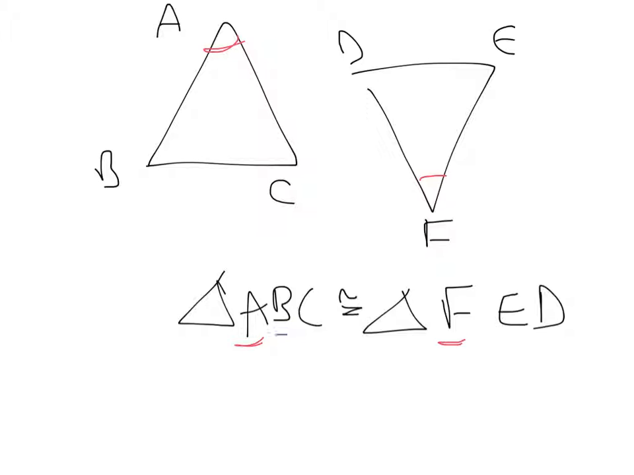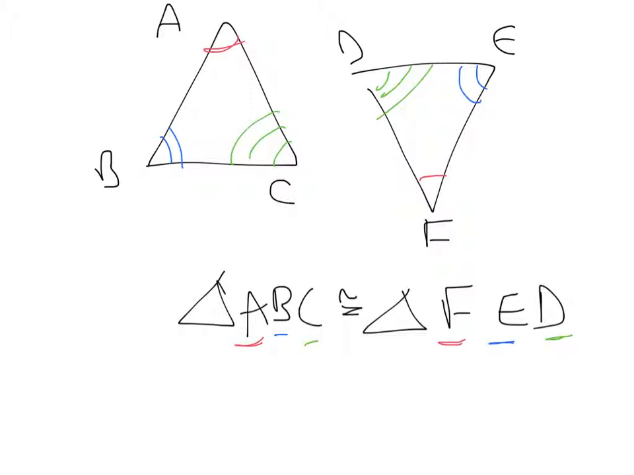Now B and E are second letters, so they need the same amount of arcs. I'm going to put 2 with B and 2 with E. And then C and D are our third letters, so I'm going to put 3 arcs on those. Again, they don't need the same number of arcs as mine. As long as they match each other, you're okay.